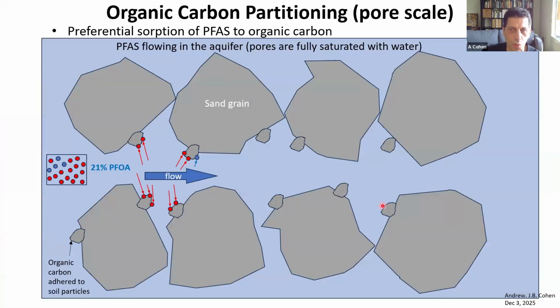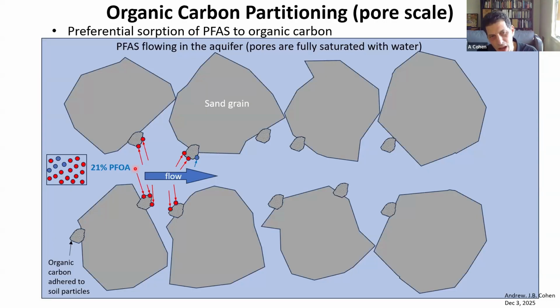So why does that happen? Consider this zoom in of pore scale process. These are the individual sand grains, this is in the saturated zone. All the pores are filled with water. Let's look at what we'll call a packet of water, right on the left. It consists of a combination of PFOA and PFOS. Let's assume we're looking at molecules, or particles, whatever you want to call them. In this case, that water consists of 21% PFOA.